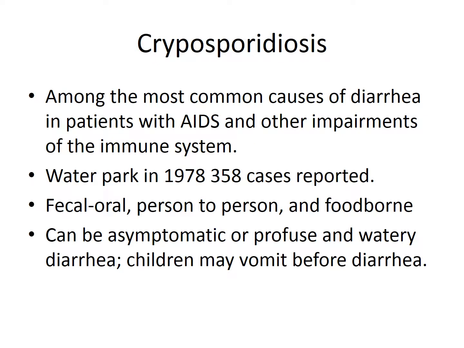Cryptosporidiosis is among one of the most common causes of diarrhea in patients with AIDS and other impairments of the immune system. In 1978, there was an outbreak at a water park where there were 358 cases reported, and this is transmitted through the fecal-oral, person-to-person, and foodborne route.